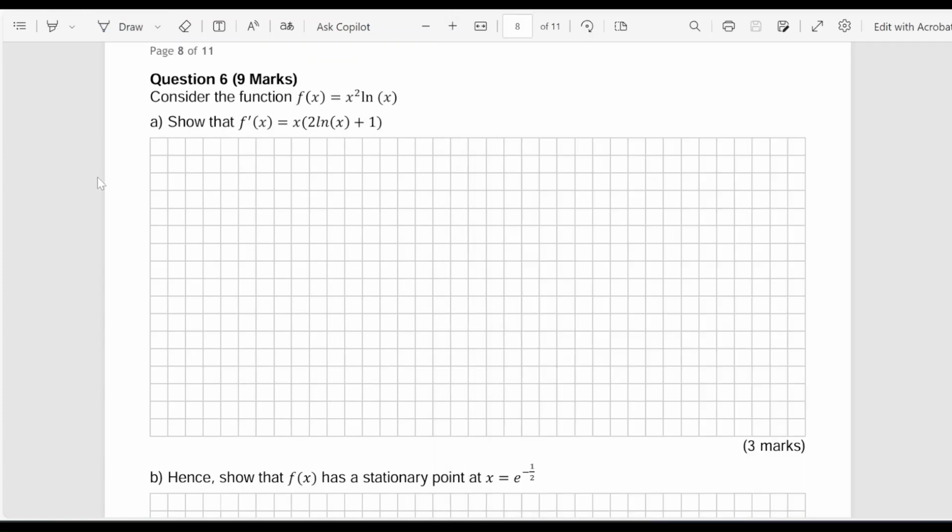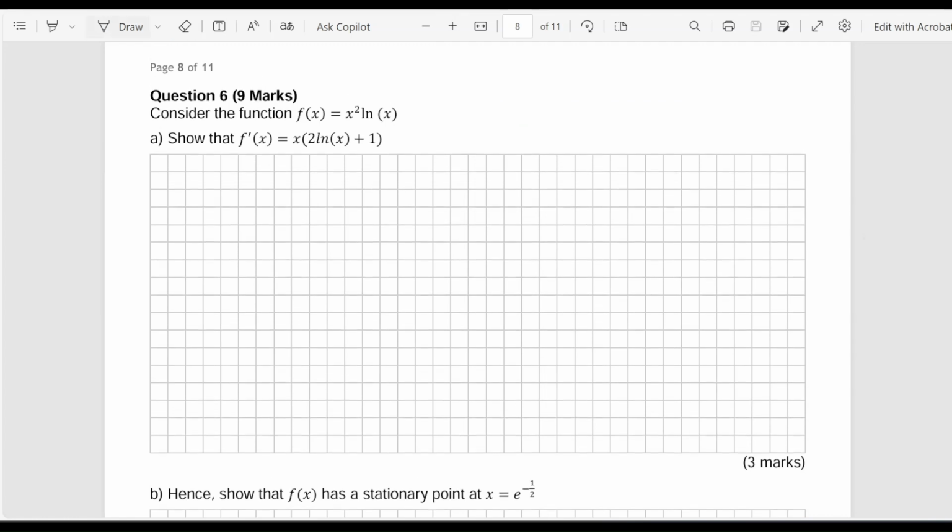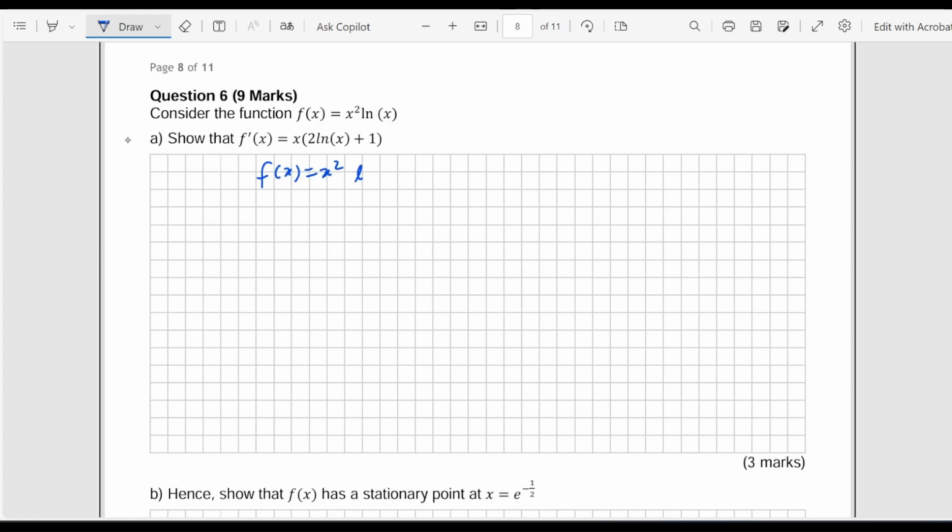Okay, next up we have a conjecture again. So we've got x squared log of x, we just need to do that derivative. So we've got the function here. We need to use the product rule.